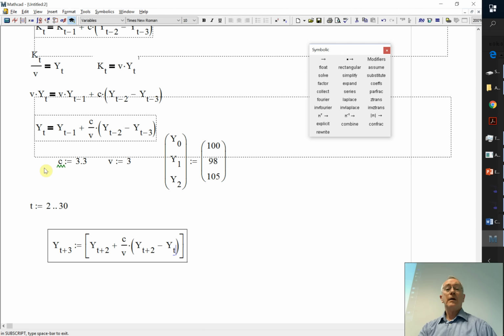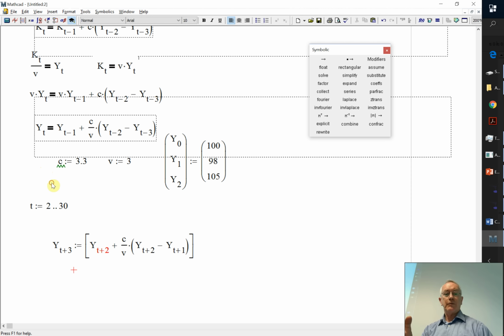What is V exactly? V is the capital output ratio, the actual ratio between capital and output. And C is the desired ratio, the ratio the capitalist would like to have.